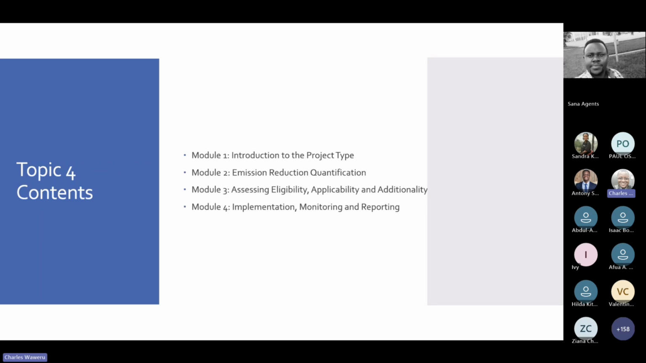Or if, for example, I'm doing a 10-acre plot, can I get carbon credits for that? So we'll be able to look at the different nuances that speak to assessing eligibility, applicability, and additionality of an afforestation and reforestation carbon project. And then lastly, Ziana will come back in and talk about the implementation, monitoring, and reporting procedures for such a carbon project.